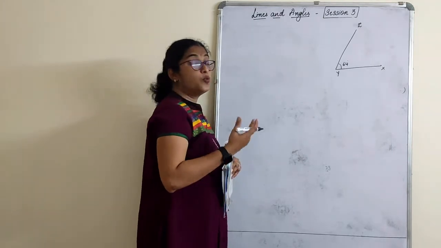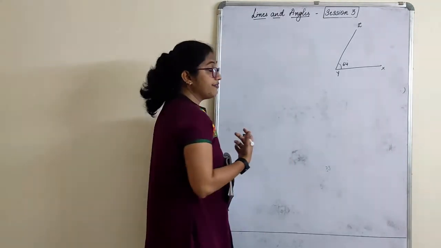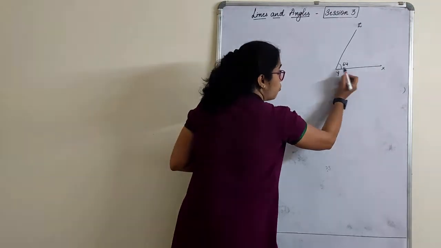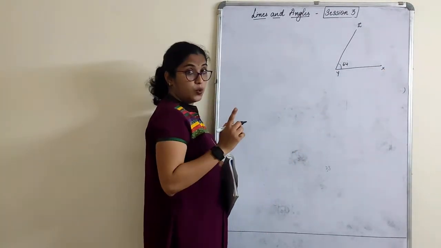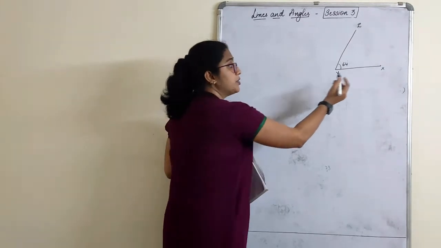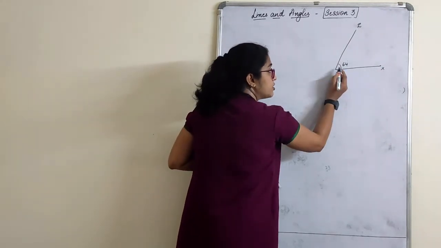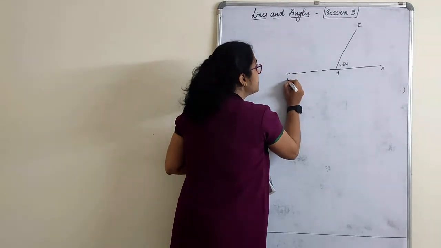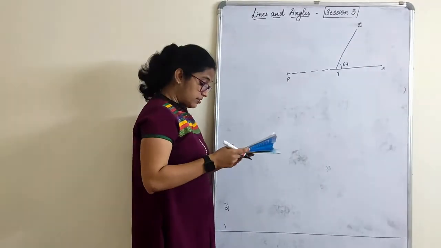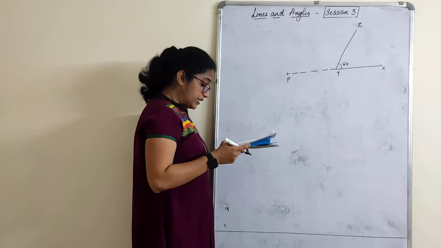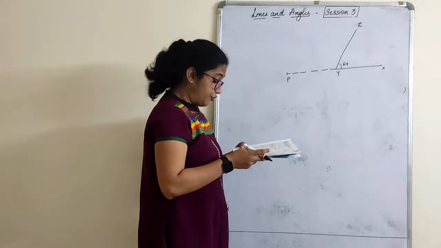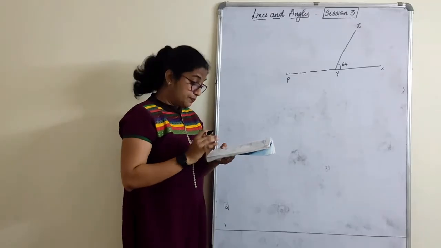XY is produced where? To my right-hand side or left-hand side? How do I know? Read the question. Did they ask you YX is produced? No. They have told XY is produced. So we read it: XY is produced to point P. Like this it is. Done. Draw a figure from the given information. We have drawn it.